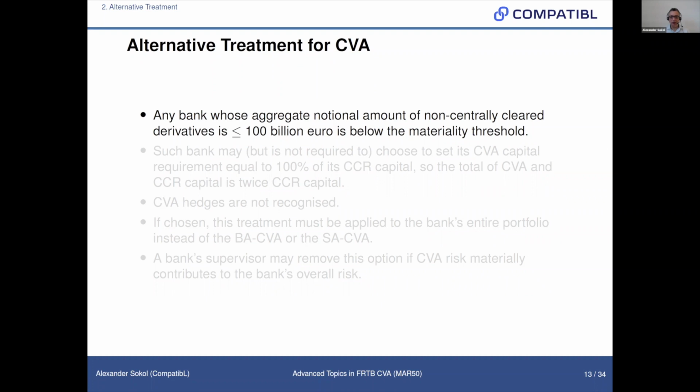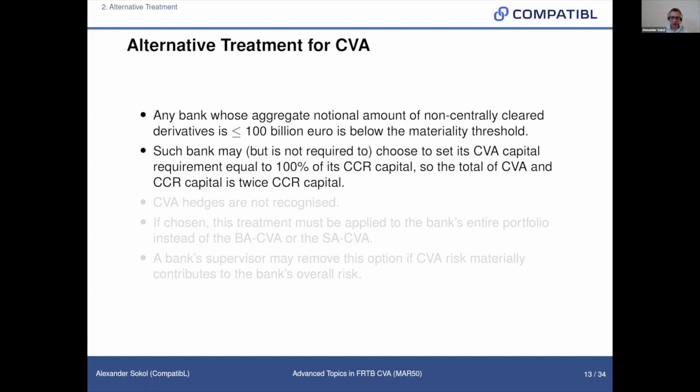Any bank whose aggregate notional amount of non-centrally cleared derivatives is less than 100 billion euro is below the materiality threshold. Now, 100 billion euro seems like a lot of money, but remember, we're talking about the sum of the absolute values of notionals of every swap, or every derivative transaction. So given that banks have a lot of offsetting positions, it's not the type of threshold that nobody would ever meet. In fact, most of the banks would routinely be above the threshold. However, if your portfolio of derivatives is small, then you're below this threshold.